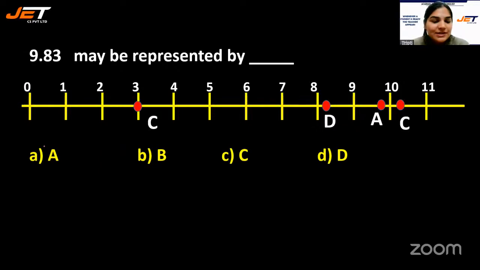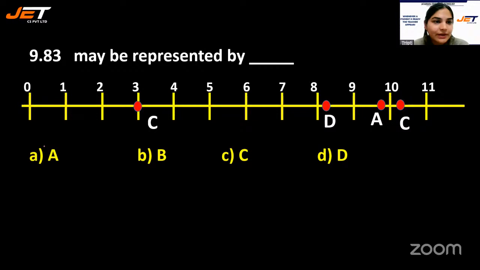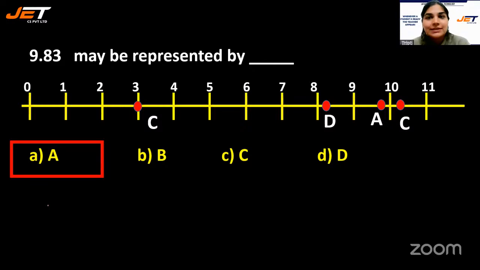9.83 may be represented by 9.83. So 9 point so and so, that means it should be between 9 and 8. Sorry, 9 and 10. So the dot which is between 9 and 10 is A. So A is the answer.